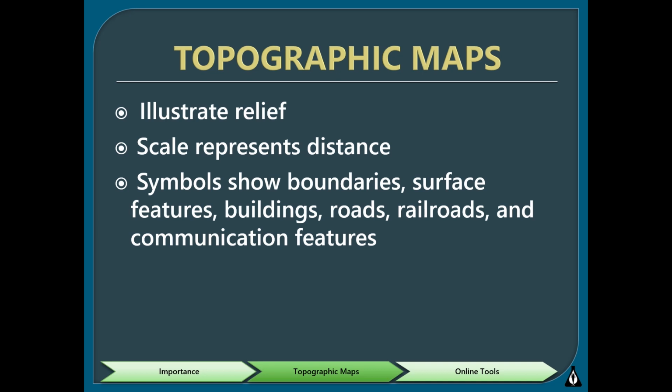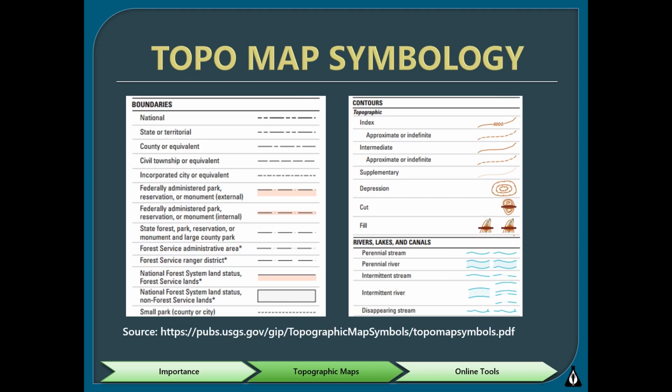They'll also have different symbols that show boundaries for things like counties or different surface features, buildings, roads, and other symbols that represent communication features like that. Here's some symbology that you're going to want to familiarize yourself with when looking at a topographic map. This isn't a complete version, but you can find more at this USGS website if you need more explanation.